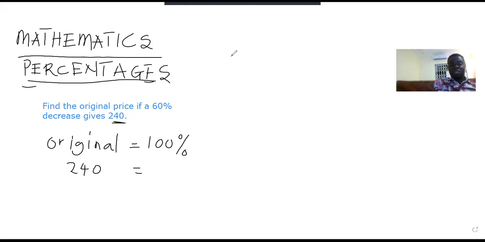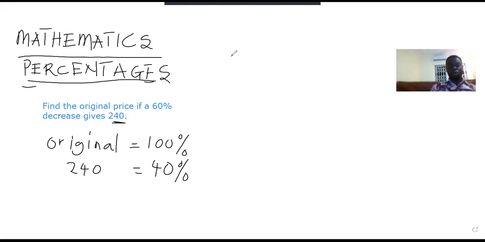So we have decreased 100% by 60%. So we subtract 60% from 100%. Take note, this is not percentage increase. For percentage increase, we would add 60% to the 100%, but this is percentage decrease. So we subtract 60% from 100%, and that gives us 40%. Now, we are comparing 40% to 100%.